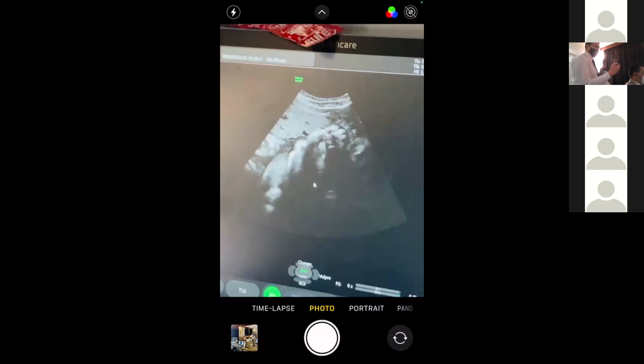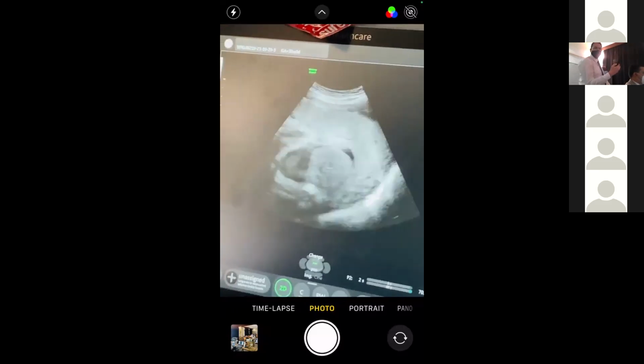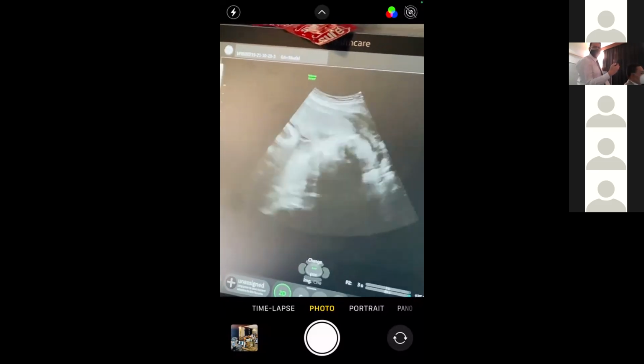And because we have little amniotic fluid, it's really difficult to do 3D and 4D assessments of different structures because you really need the amniotic fluid to transmit your ultrasound signals.